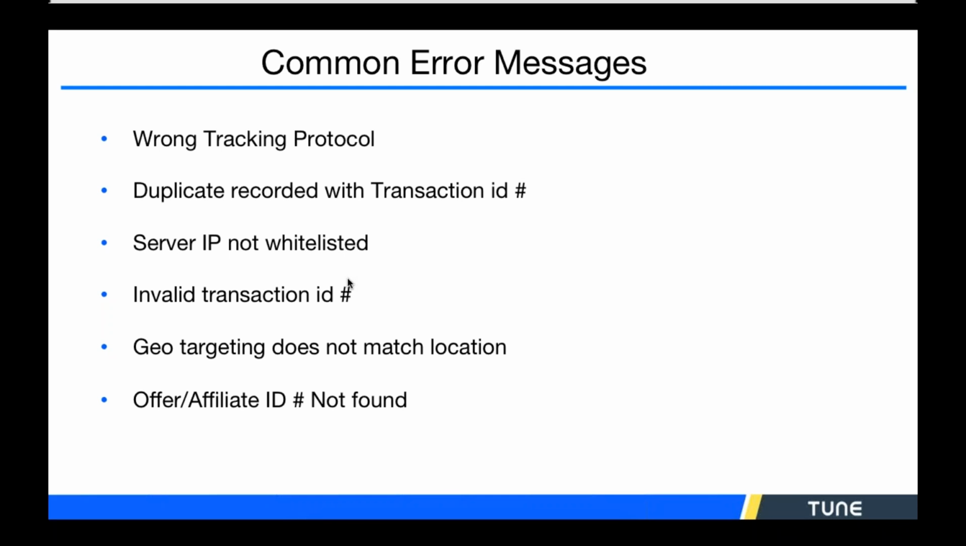Now, the last two errors, pretty self-explanatory. Geo-targeting does not match location. This is a click error. So if you have your offer geo-targeted again to the United States and clicks are coming from Canada, you will see this error on your server log and event tracer reports. It's letting you know that affiliates are promoting the offer in a geolocation that doesn't match what you're targeting.